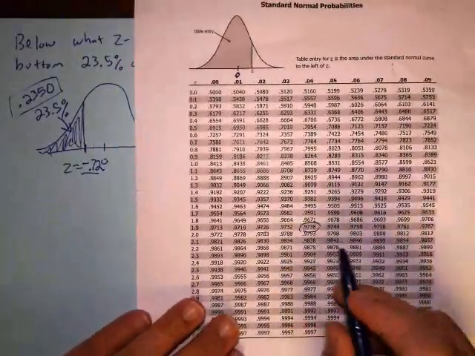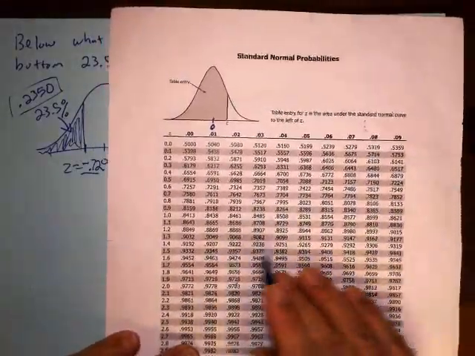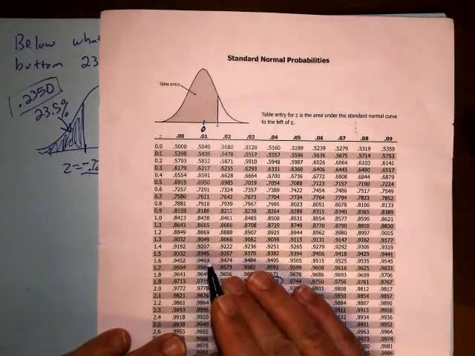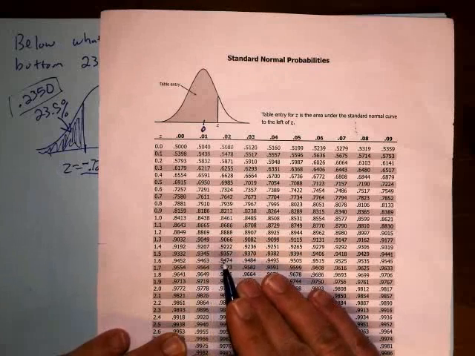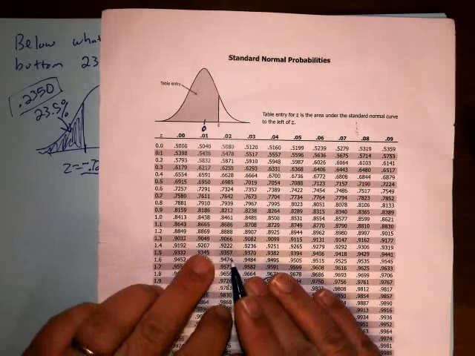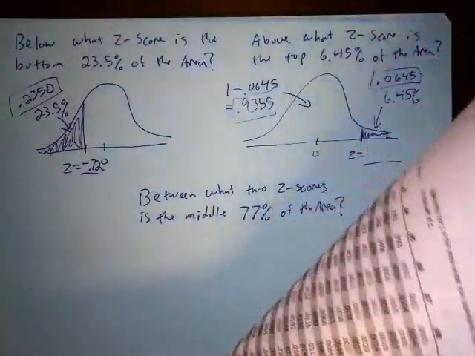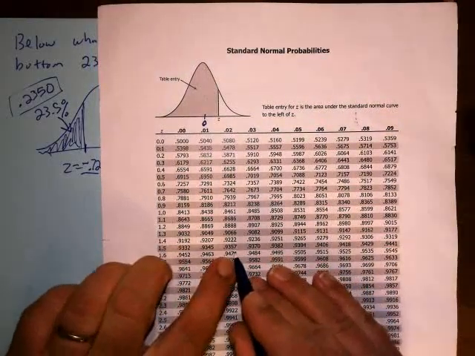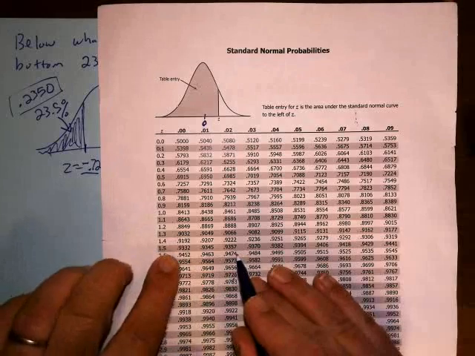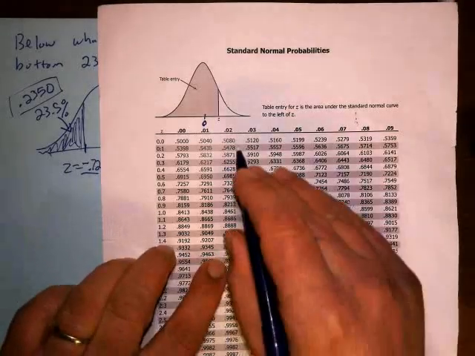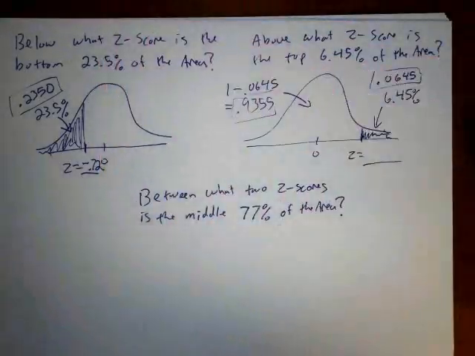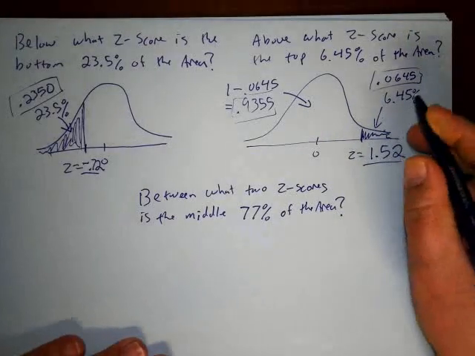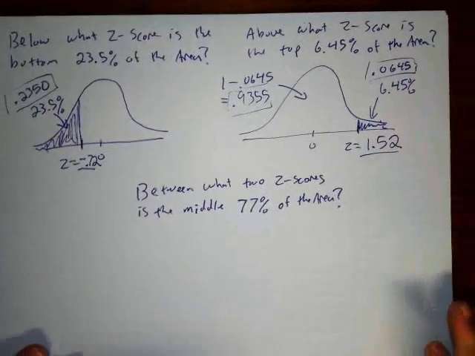So 0.9355. I'm looking through here. There's 0.9345 and 9357. So this one's 5 away. Oh, no. Wait. It would be this one, the 0.9357. That's only 2 away. So that's 1. I go out here 1.5, and then up above is 2. So 1.52. So this would be 1.52, and that would give me the top 6.45% of the area.